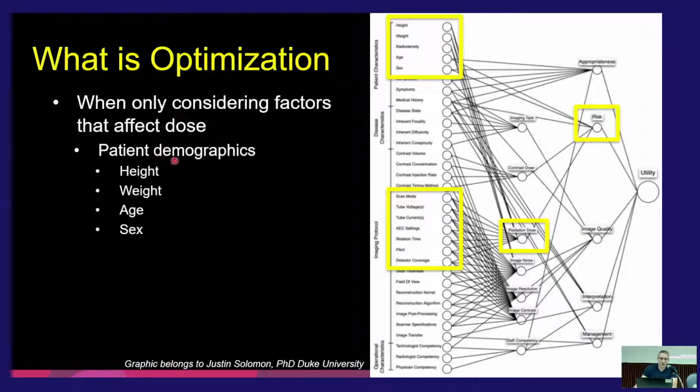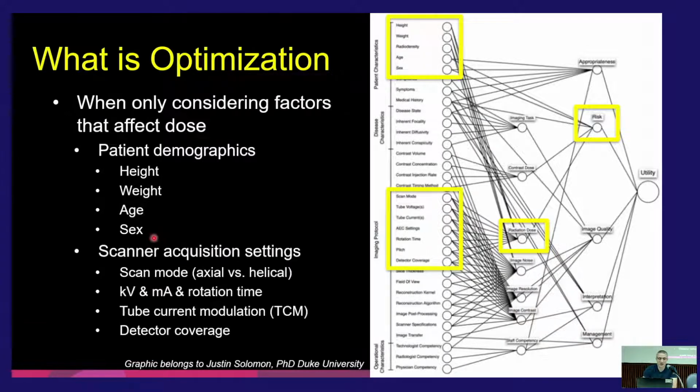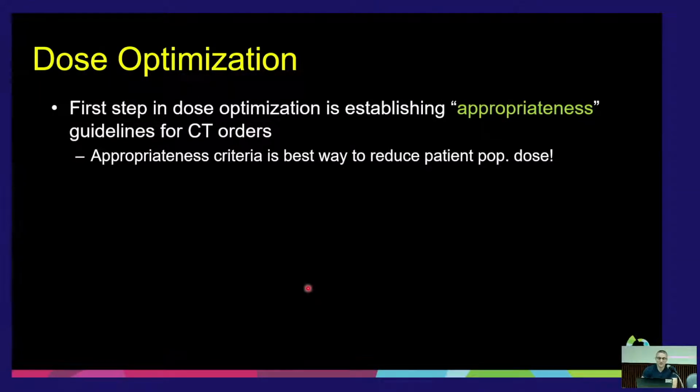Well, we know it's the demographics, so I just mentioned some of these things, but these demographics, their height, their weight, their BMI, their age, their gender, all of that will play into the effects of radiation output on the CT scanner. And then, of course, I mentioned all the various different modes, such as kVmA, tube current modulation, detector coverage. That all will affect how we optimize radiation dose.